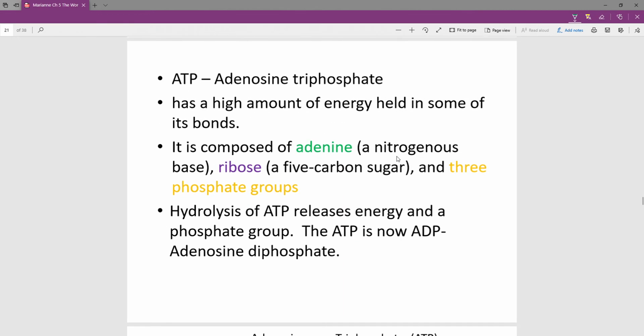So what ATP is, is adenosine triphosphate. And so we're going to have three parts of this adenosine triphosphate. We have an adenine, which is a nitrogenous base. We have a ribose, a 5-carbon sugar, and then we have 3 phosphate groups. There is a high amount of energy held in some of its bonds, and specifically between the second and third phosphate groups here.